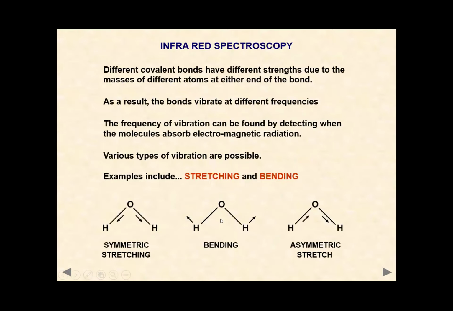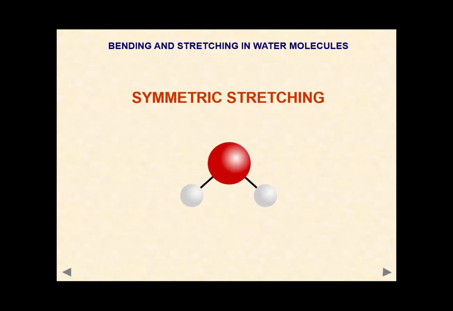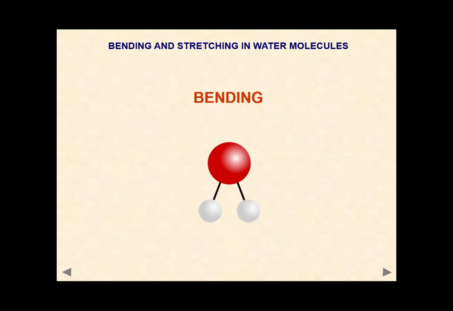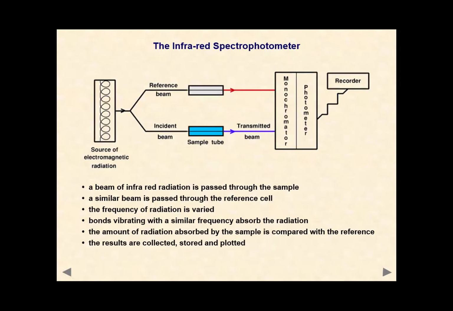This one, in the middle. So this was about bending. Again, symmetric stretching, then asymmetric stretching, then bending. All are clear? Yes. Good. Now, this is the spectrophotometer.